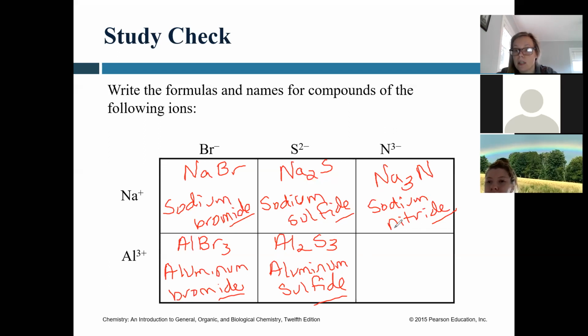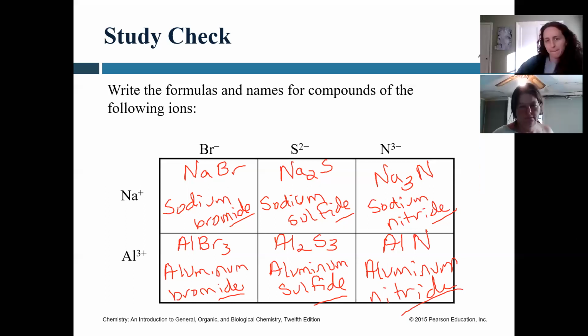What do we do when we have the ability to reduce? We reduce. So this is just going to be AlN, and we're going to call this aluminum nitride. Any questions on that? If you feel confident in doing that, you are good with the first 25, 30% of naming for inorganics.